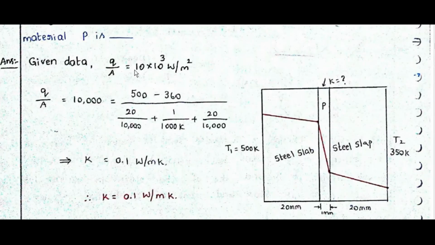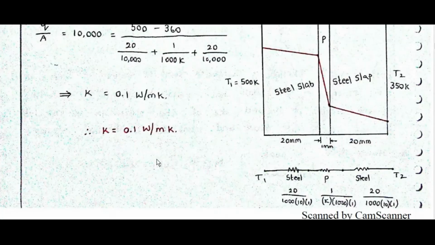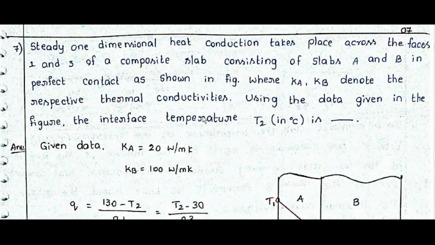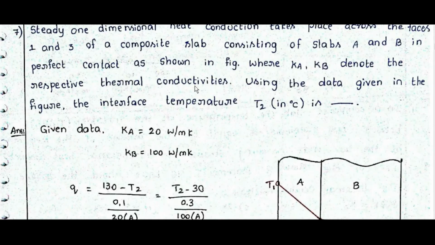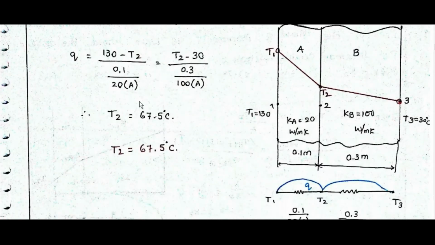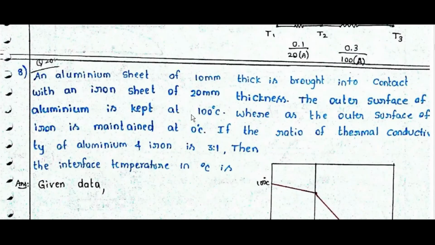Q_y is equal to 10 into 10 cube watt per meter square. Q_y is equal to 10,000 is equal to 500 minus 350 by 1 by K. We have to find K. It's easy. Here also just draw the circuit. And one more question, just asked about interface temperature. Everything is given. Again, draw the heat circuit. Q is same. We will get T2. Then it is nothing but interface temperature.